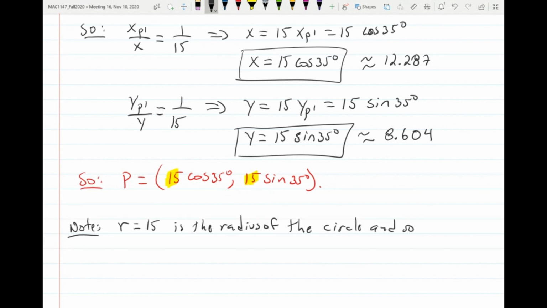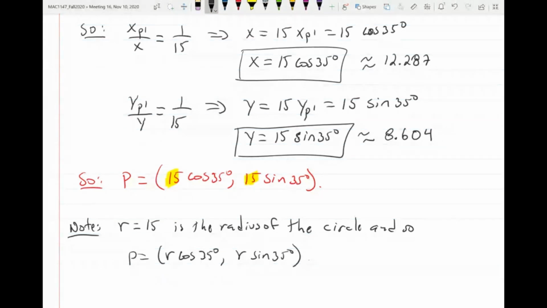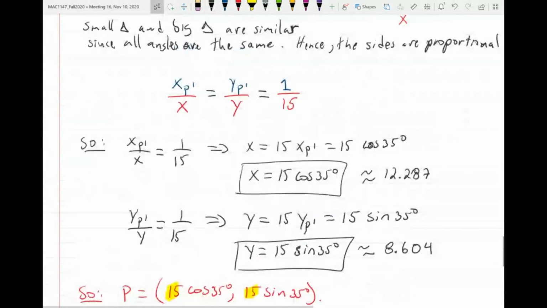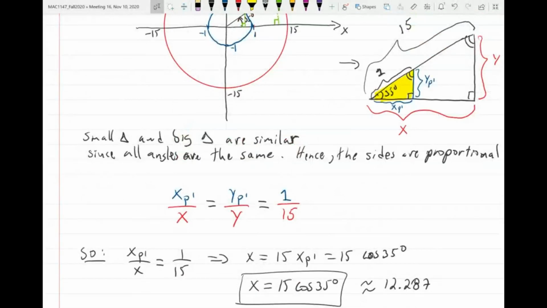And so P is given by r times cosine of 35, r times sine of 35. And the point is that this is always the case, okay? So if you have a circle that's not the unit circle, and you want to know what's the point corresponding to a given angle, all you have to do is take the cosine and multiply by the radius, that's your x, take the sine and multiply by the radius, that's your y. And what's happening behind the scenes is what we just did. You can always play with this similar triangle business.